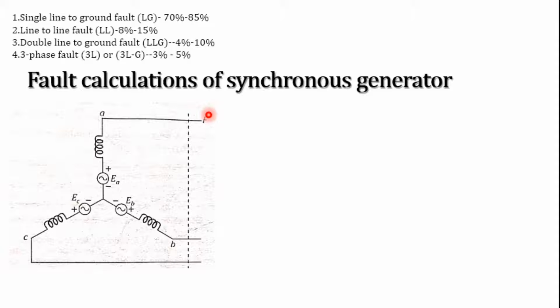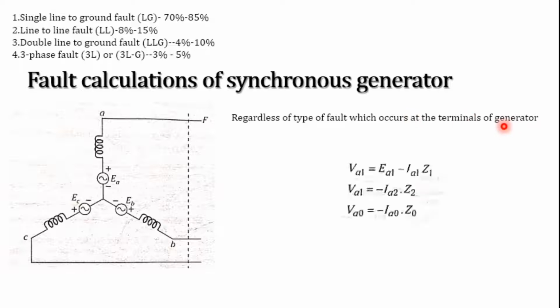From this we can understand that regardless of the type of fault, the terminal voltages of the generator will be VA1 = EA1 - IA1Z1, VA2 = -IA2Z2, and VA0 = -IA0Z0.